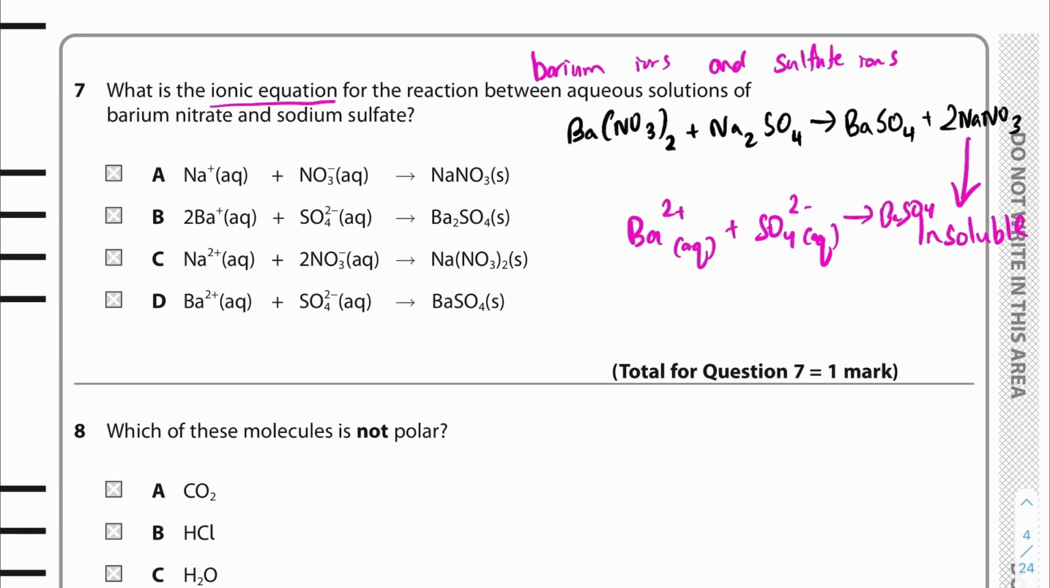So do we have this? Let's see. Is it A, Na+? Nope, not sodium nitrate. B, BaSO4, but we know Ba is 2+ charge because it's in group 2, so that's wrong. And C, Na2+, no, we're not talking about sodium nitrate here. So D, Ba2+ aqueous plus SO4 2- aqueous gives us barium sulfate solid. So that is indeed the answer.